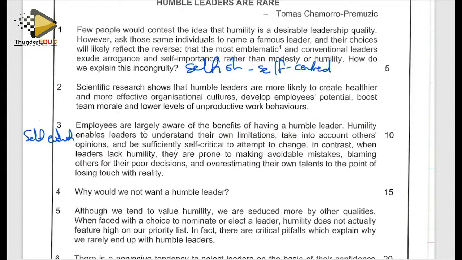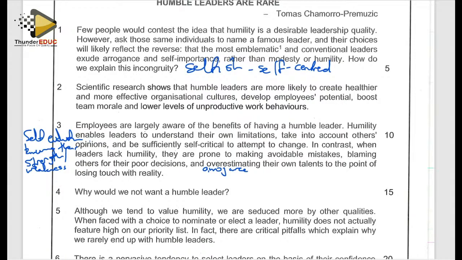Self-evaluation is clear here. We're also talking about knowing their strengths and weaknesses. That's a first view. Whilst in contrast, those who lack humility are prone to making avoidable mistakes. That's arrogance, which means they do not take advice, overestimating their own talents to the point of losing touch with reality. That's arrogance, losing touch with reality.